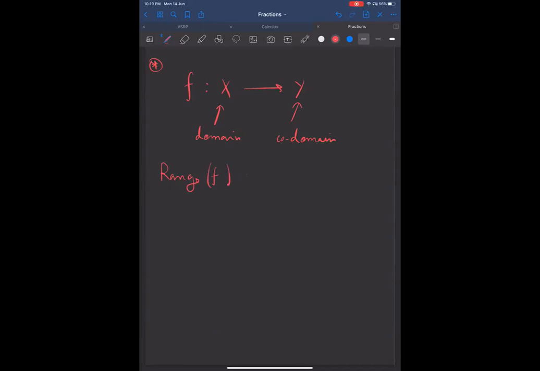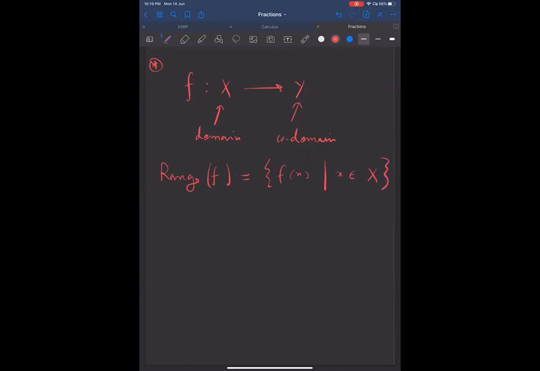The range of this function is all the points having a preimage. Then we can say it is the image of the domain. Image of the domain, right. So exactly, f(x) for x in X.